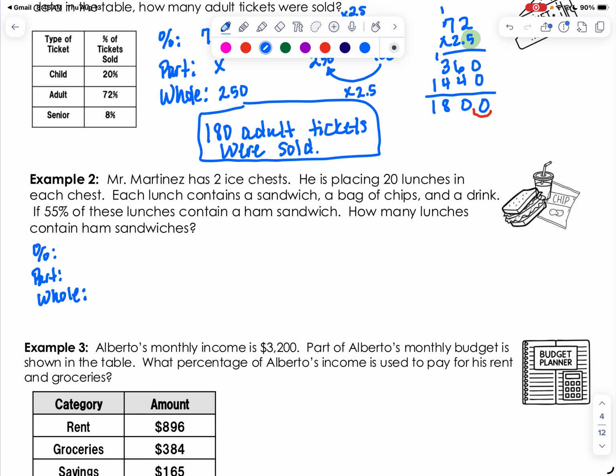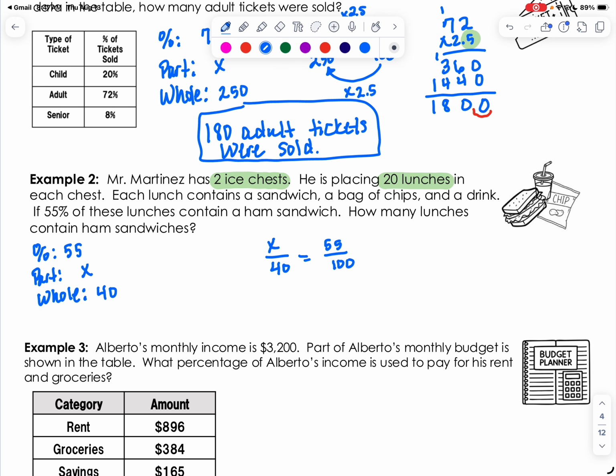Okay, now I know our percent. I know that 55% of the lunches contain a ham sandwich. We can also figure out the whole or the total because we know he had 2 ice chests and each ice chest had 20 lunches in it. So we know there's a total of 40 lunches. Again, on this problem, our unknown is the part. So x over 40 is equal to 55 over 100.